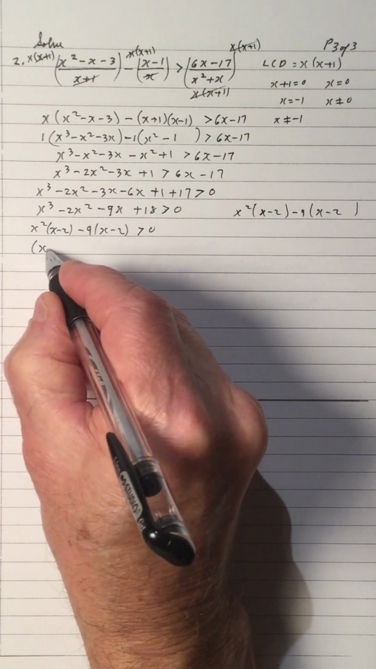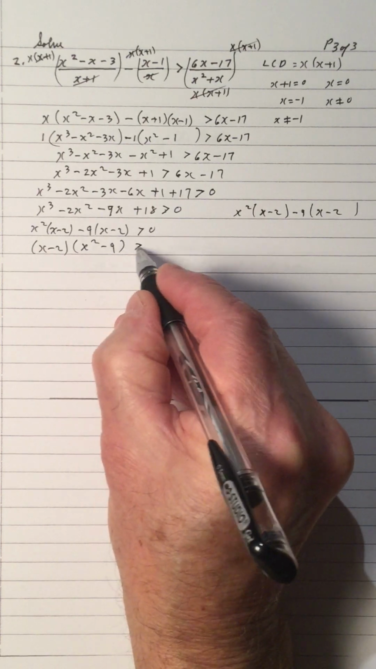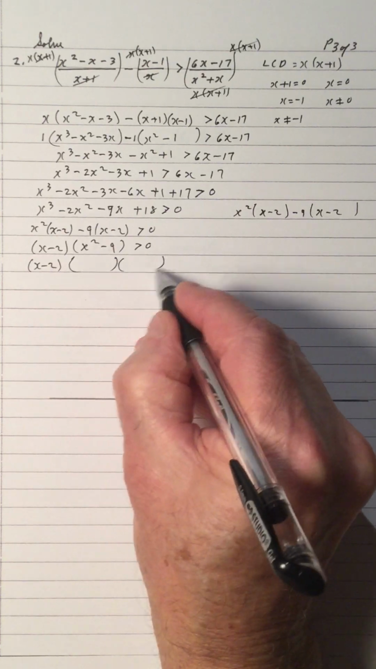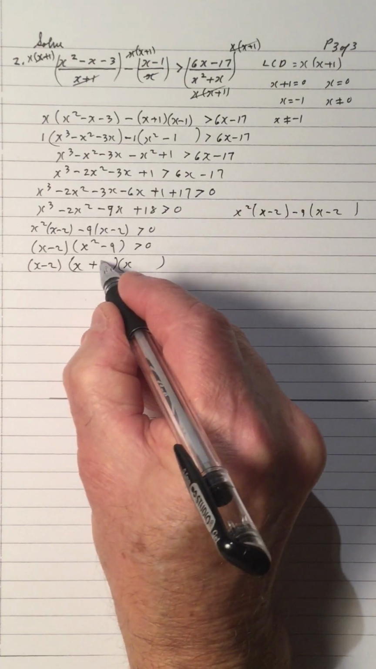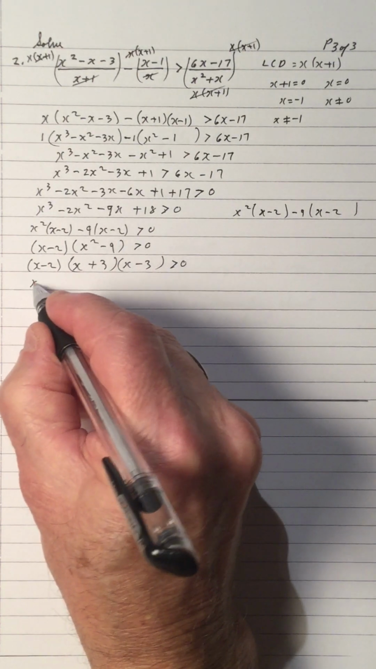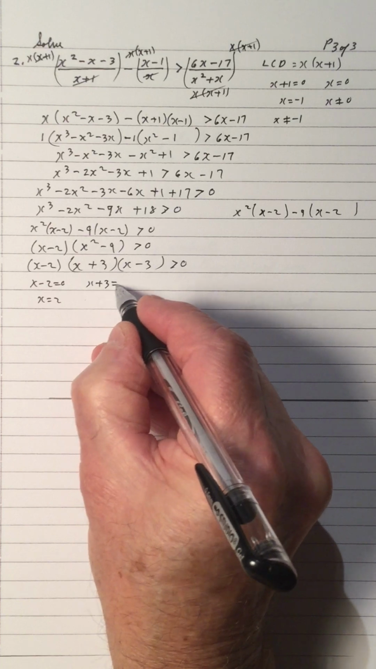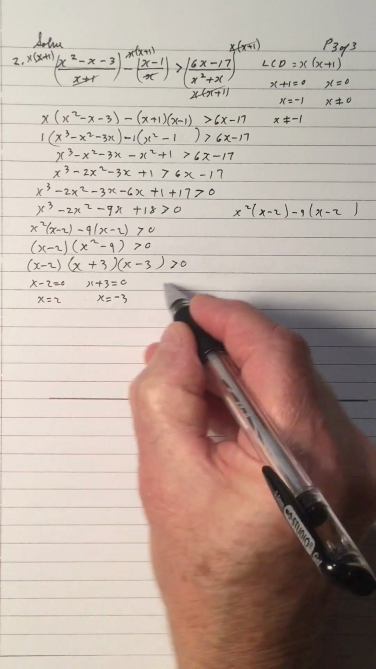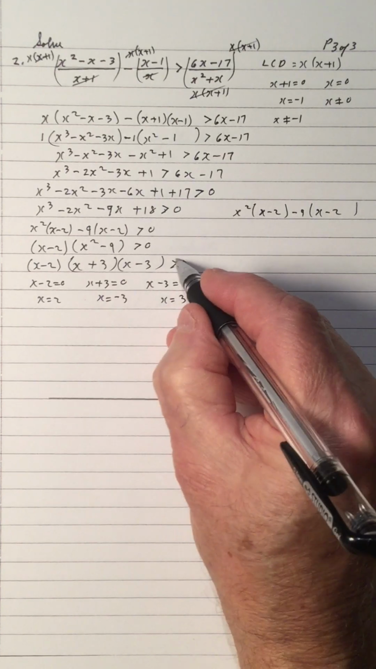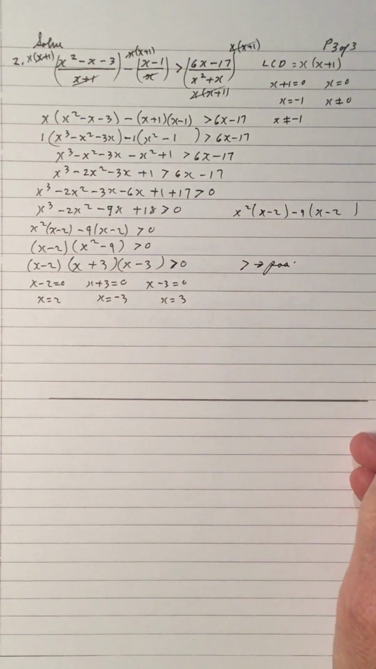Now that I have x minus 2 common, when we take it out, we get an x squared minus 9. This is a difference of two squares, factorable: x plus 3, x minus 3, greater than 0. So I have x minus 2 equals 0, so x is 2. x plus 3 equals 0, x is negative 3. x minus 3 is equal to 0, so x is equal to 3. And notice we have greater than. Greater than is positive, so we're looking for the positives.